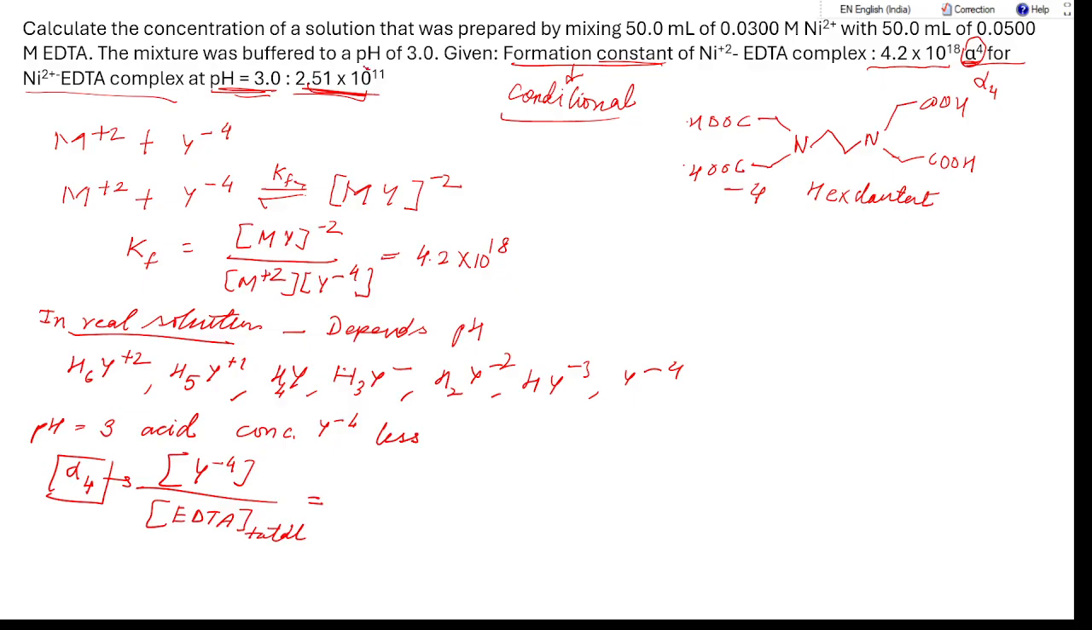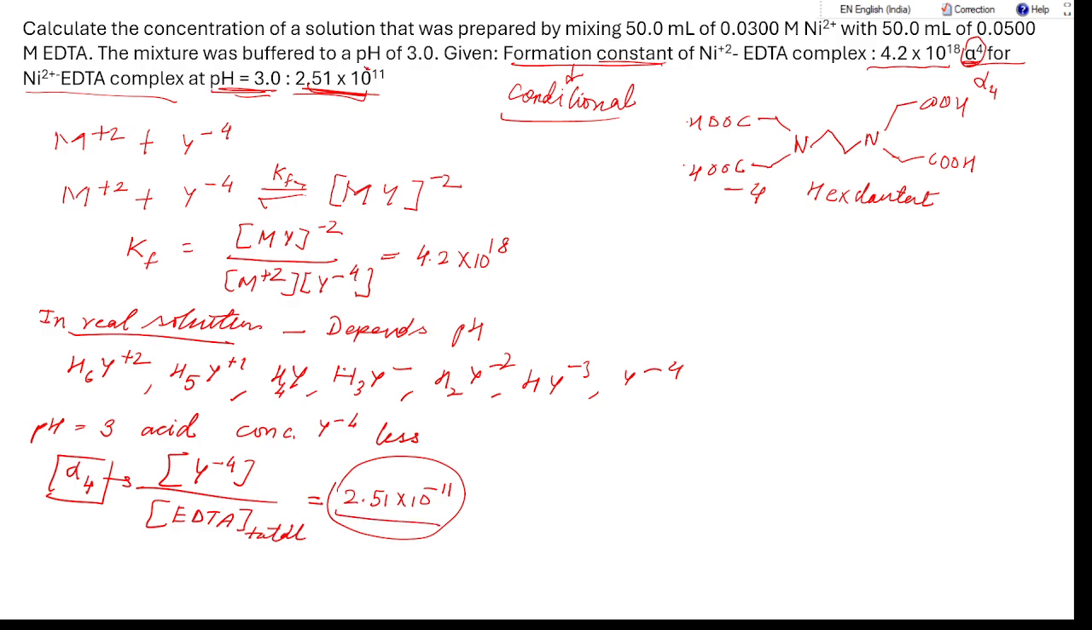Actually this is 2.51 × 10^-11. Okay, so this is the value. Now the formation constant Kf assumes that EDTA is completely dissociating into Y^-4, however only this amount is going to be converting into Y^-4. This is the actual concentration.